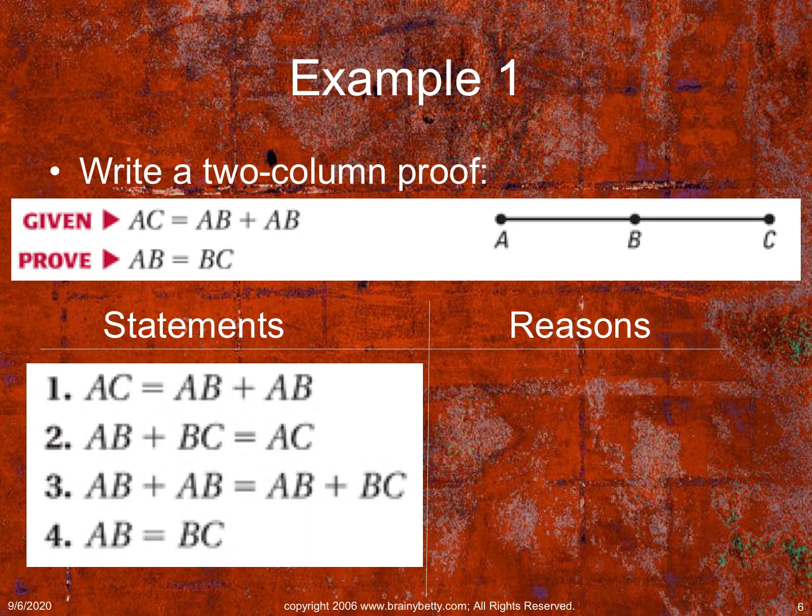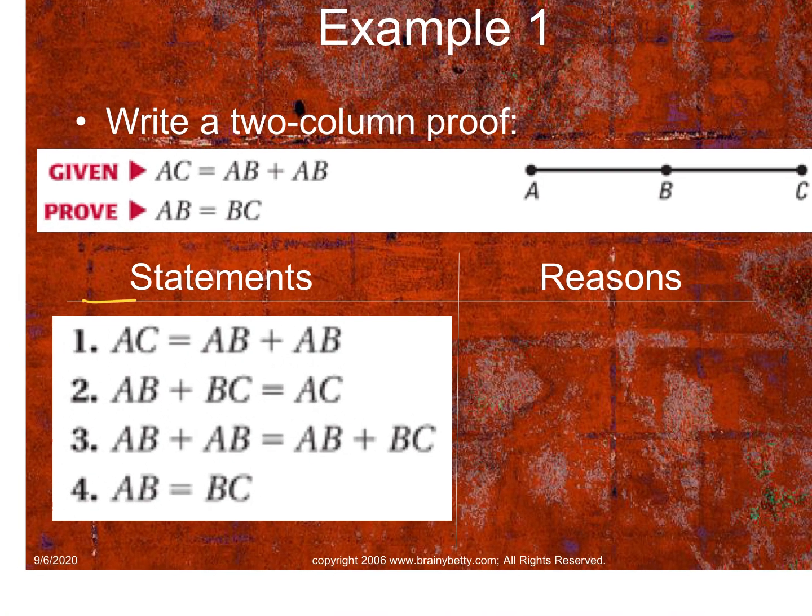All right, so this one wants us to write a two-column proof. So they've already set it up. The lines here are in white. They're hard to see. Let me go over them in yellow. So we have our statement column, which was given to us, and now we have to come up with all of the reasons for these statements that they've given us.